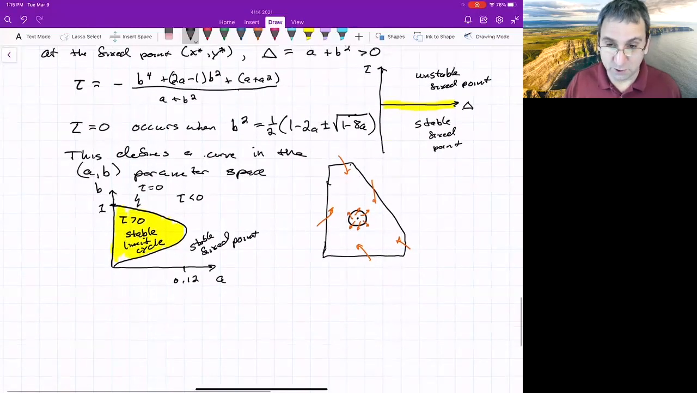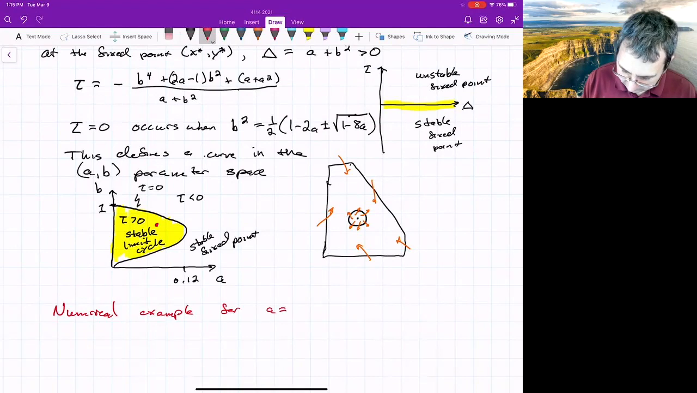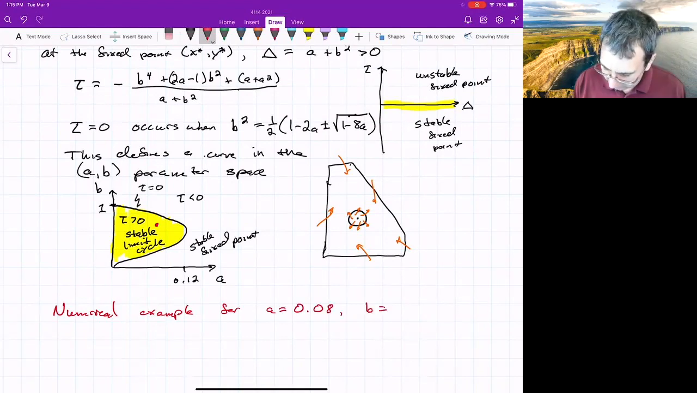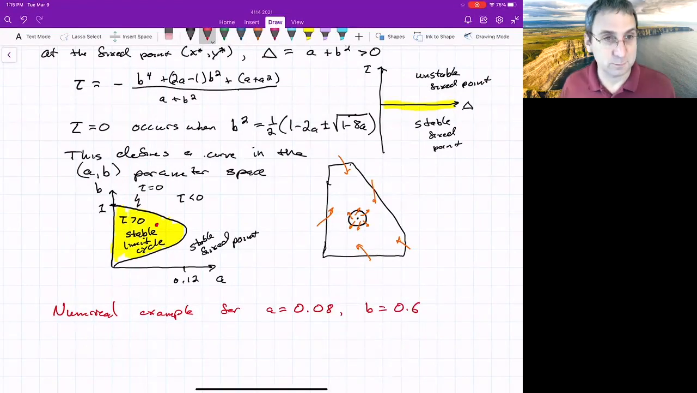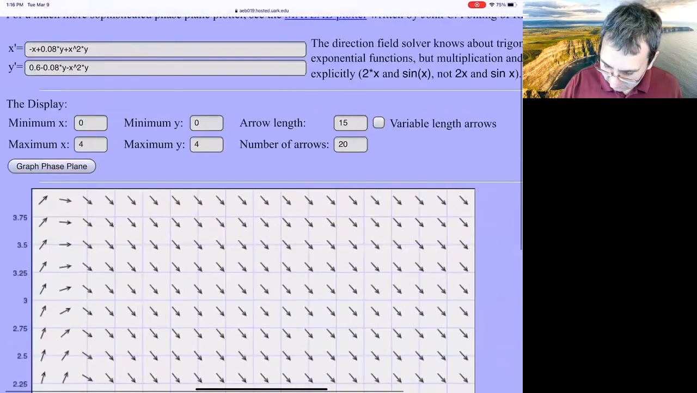Let me, like before, do a numerical example that's in the range that we want. Let me pick something here. Let's do a numerical example. a is 0.08 and b is 0.6. So based on this analysis, we should have a limit cycle for this system. There it is. I'm only plotting the first quadrant.